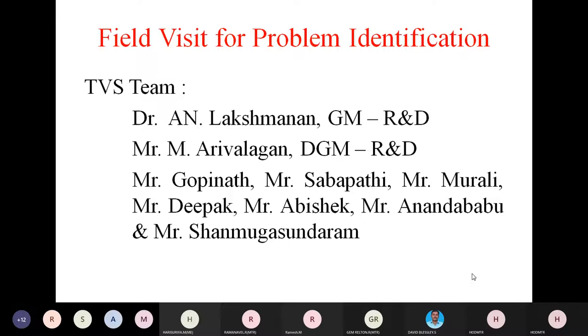Dr. A. N. Laxmanan, the General Manager R&D Section, Mr. M. Arivalakan, Deputy General Manager R&D Section, and some members, Mr. Gopinath, Mr. Sababadi, Mr. Murali, Mr. Deepak, Mr. Abhishek, Mr. Anand Babu and Mr. Sanmugashundaram, representing the various departments of TVS like quality control section, production section, and maintenance sections, welcomed us.